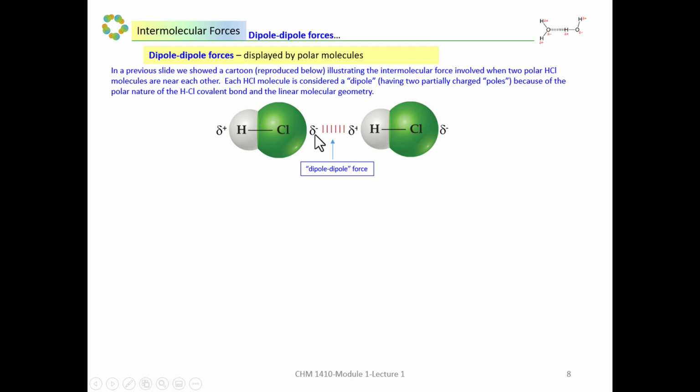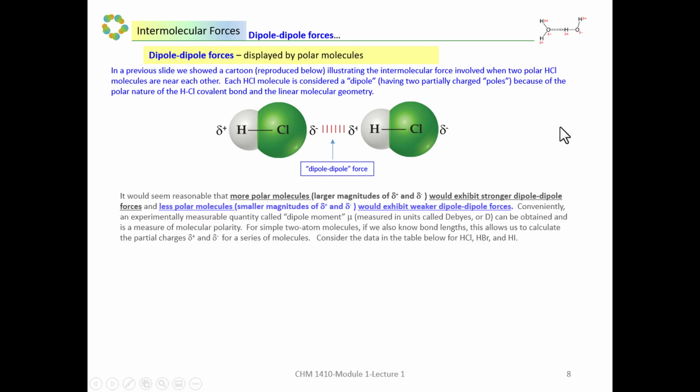And because of the polar nature of the HCl bond and the linear shape of the molecule, and because each of these molecules is polar, when they're near each other there's a dipole-dipole force exhibited between the partially negative end of one molecule, in this case the chlorine end, and the partially positive end of the other molecule, in this case the hydrogen end, and we represent it by these red hash marks.